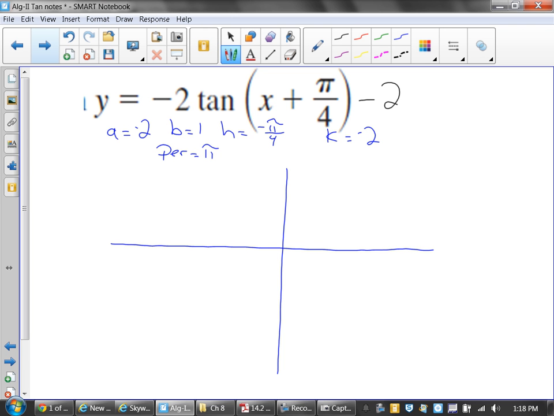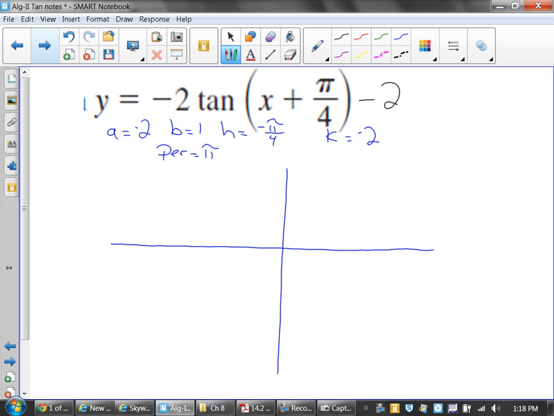Period is always pi over the absolute value of b. Is it 2 pi? But for cosine and sine, it's 2 pi. Right. Because cosine and sine, there's no asymptotes. Yeah, so it's just going to be pi over b, and b is 1, so it's just pi.